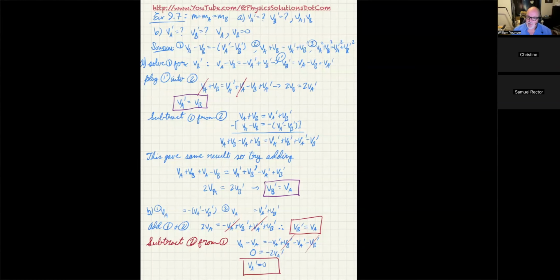All right, so everybody see how you do that? You're just going to use VA minus VB equals negative parentheses VA prime minus VB prime, and then usually you'll just use the momentum equation because the other one's got squares. You don't want to mess with that. So let me try another example in hopes that y'all will get a little bit more experience.